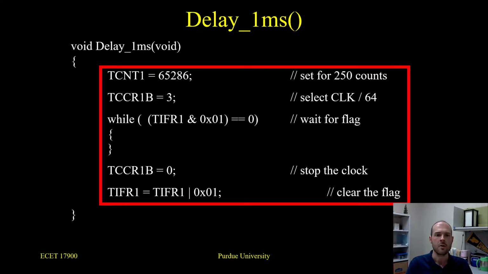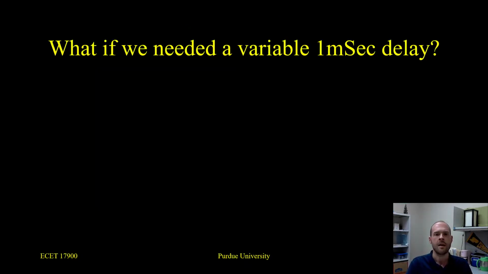And this is the code that we made last time. This code is your 1 millisecond delay. We've just placed it into a function. So instead of writing all that code, we can just say delay underscore 1ms, and it will run that delay.